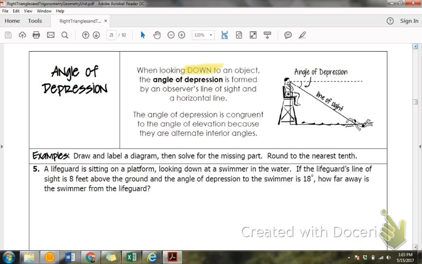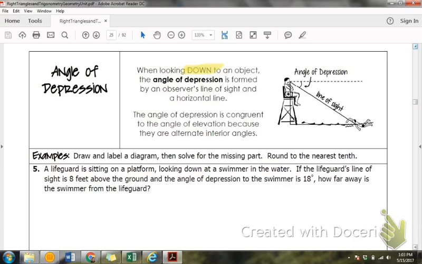Depression, we think of depression as like a medical condition, but depression is also the word to look down, to be down. If you think about someone who's depressed, they're down and out, they're sad, right? So kind of the same thought process there.